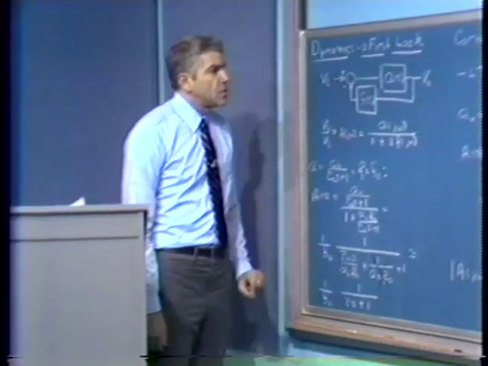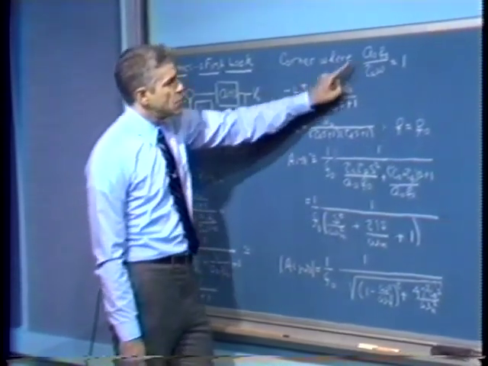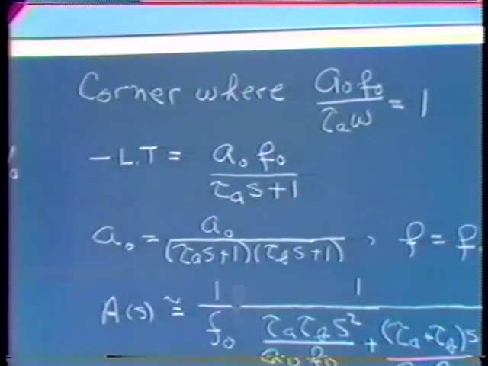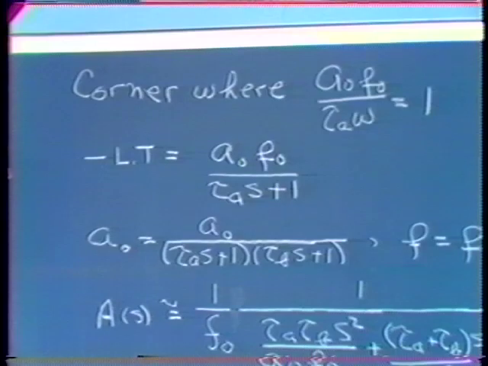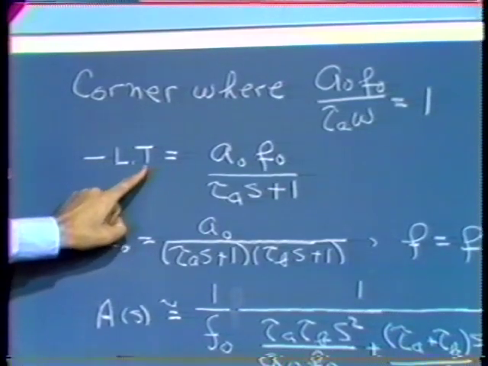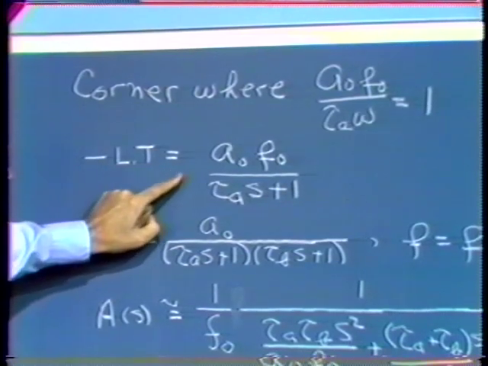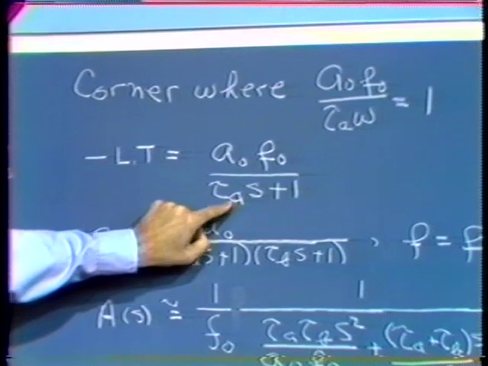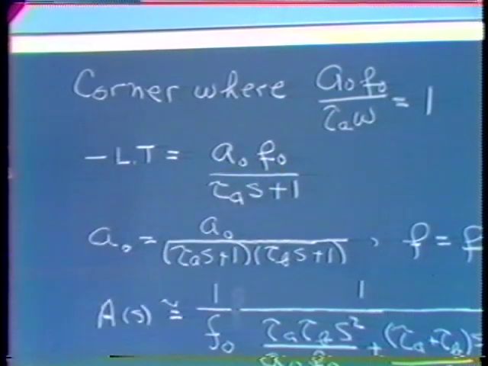We can take the inverse of that term and also recognize that the corner frequency occurs where a naught f naught over tau a omega is equal to 1. And we have a good physical interpretation of that. The loop transmission, or the negative of the loop transmission of our system, is, of course, the forward path transfer function, a naught over tau a s plus 1, times the feedback path transfer function, which in this case is simply a number, f naught.